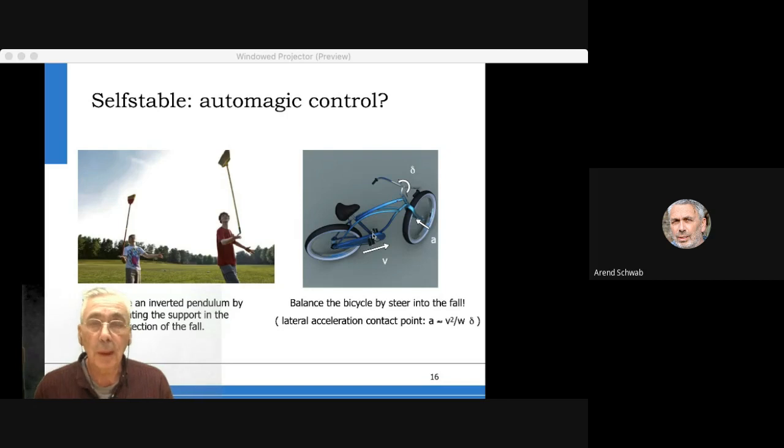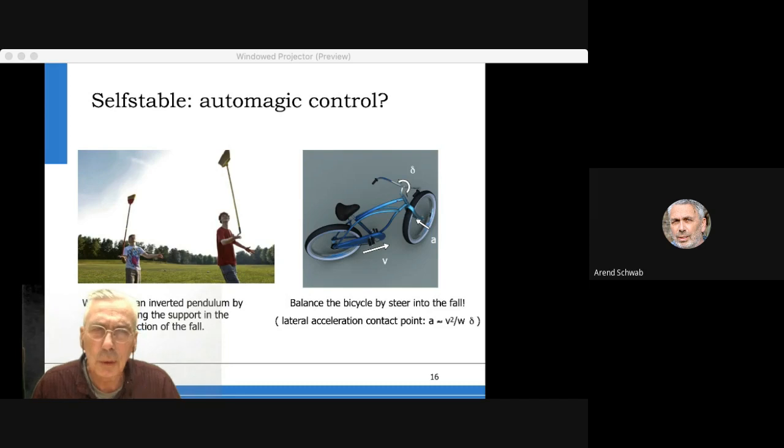Now, bear with me. If you fall to the left, you have to move your contact points to the left, meaning you have to steer to the left. So the moment you fall to the left, to balance, you have to steer to the left too. And that sounds very strange, of course. And most people actually, when they start learning how to ride a bike, they fall to the left and they immediately start turning to the right, which has a very dramatic effect, because they will fall even more.